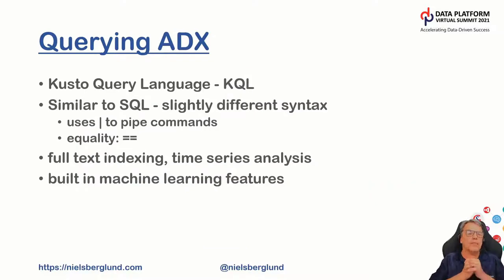So now we have data, hopefully, in Azure Data Explorer. How do we query this? Well, we're using something called the Kusto Query Language, KQL. It is similar to SQL, but slightly different. It's the same, but different. We use the pipe character here to pipe commands from one to another. And when we're doing equality, the equality is double equals.